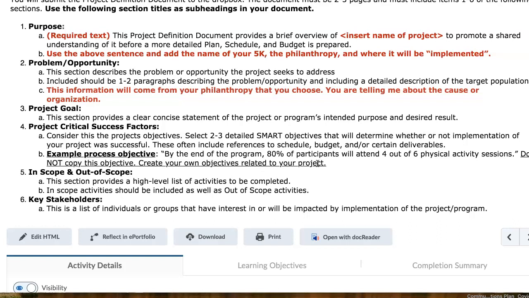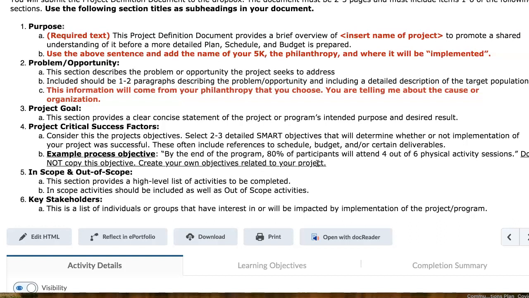In scope, this section provides a high level of activities to be completed. So what does that mean? What are you giving your participants? What will they receive? What will they experience while they are participating in your 5K? What will you provide on the race course, at the venue or location in Memphis? Think through all of the things, the high level of activities that you will be providing your participants.